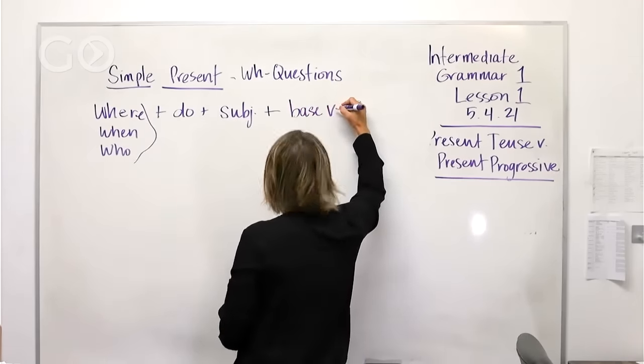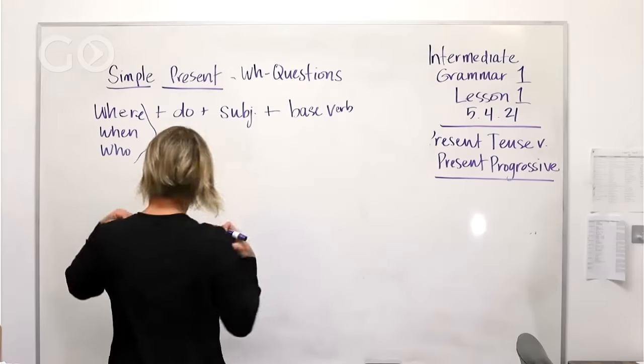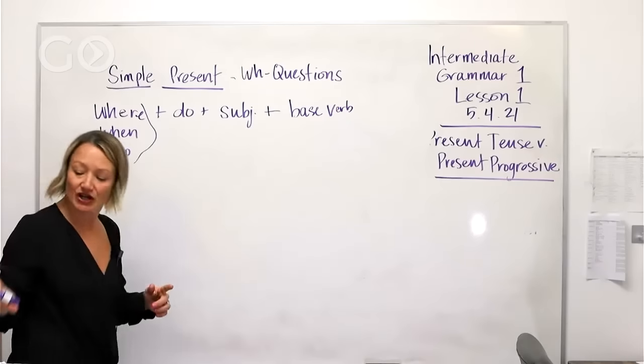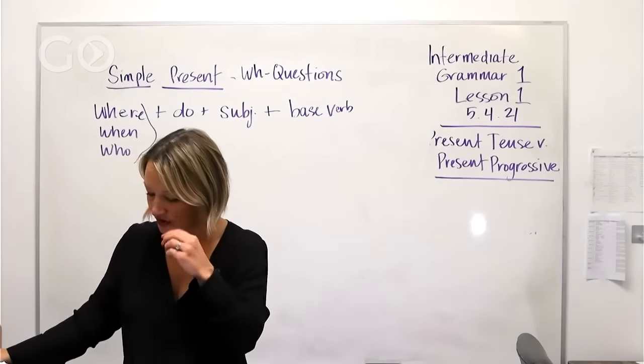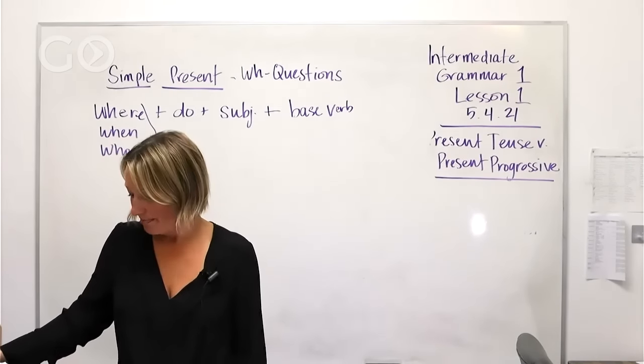Base verb. Okay. So we've got four parts to creating sentences like this. Let's get going here. I just check in my book to make sure I'm telling you guys all the things that I want to make sure to tell you.